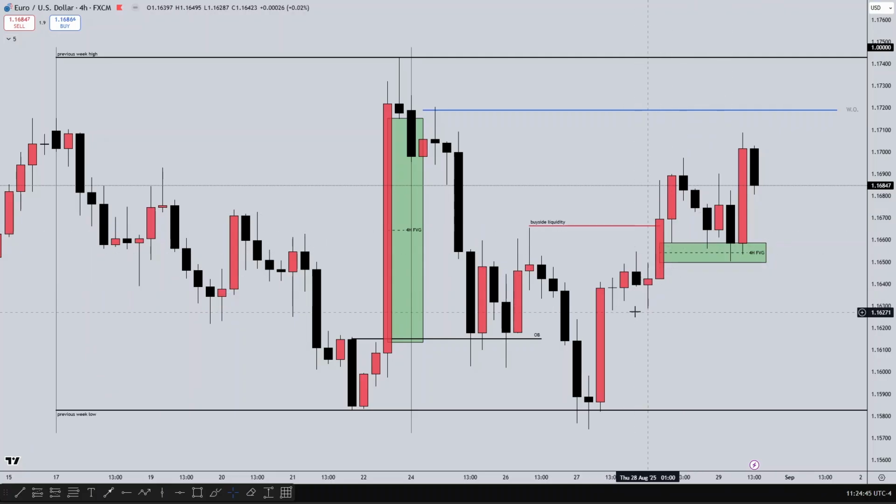but you want to see price stay above each swing low, not trading below each swing low. Which means you'll be looking for a continuation from the 4 hour fair value gap. Price traded lower, 4 hour fair value gap laid the last support, trading higher on Friday.